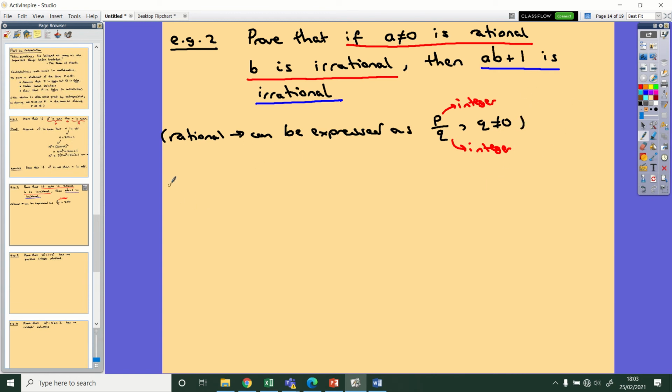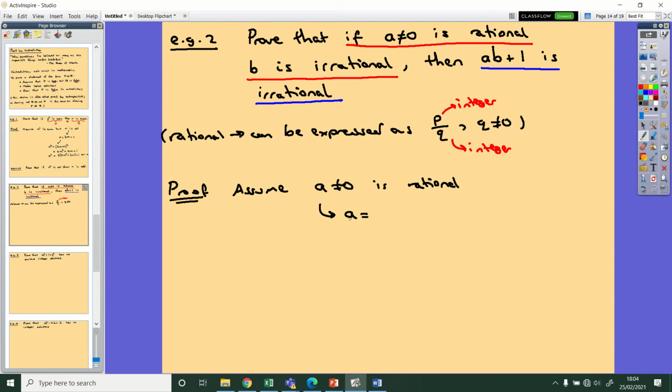Right, let's set up the start of the proof then. So we're going to assume that A is rational and non-zero. So what does that mean? What can we write down based on that? Well, we've got a definition here. If it's rational, we can write it in a form like this.